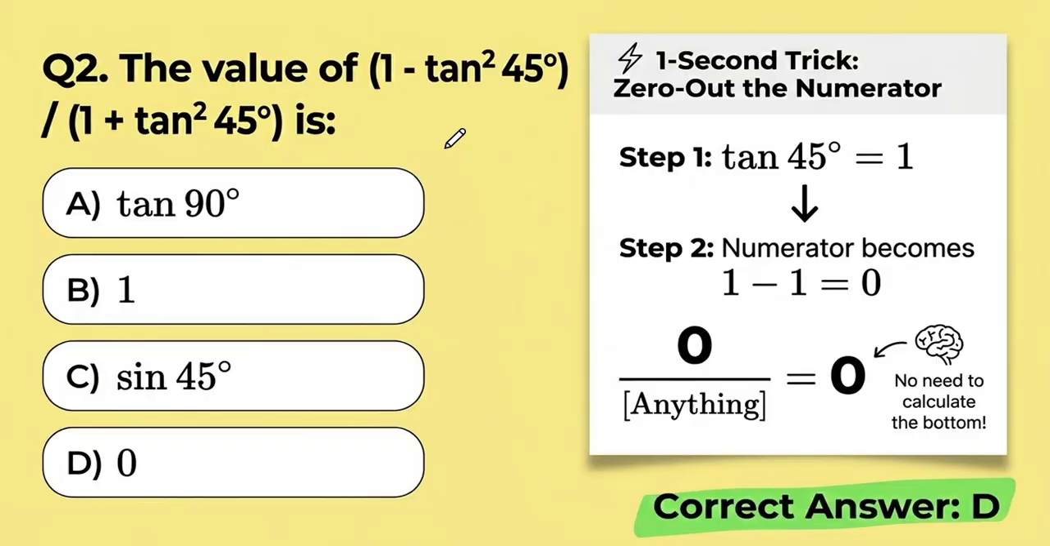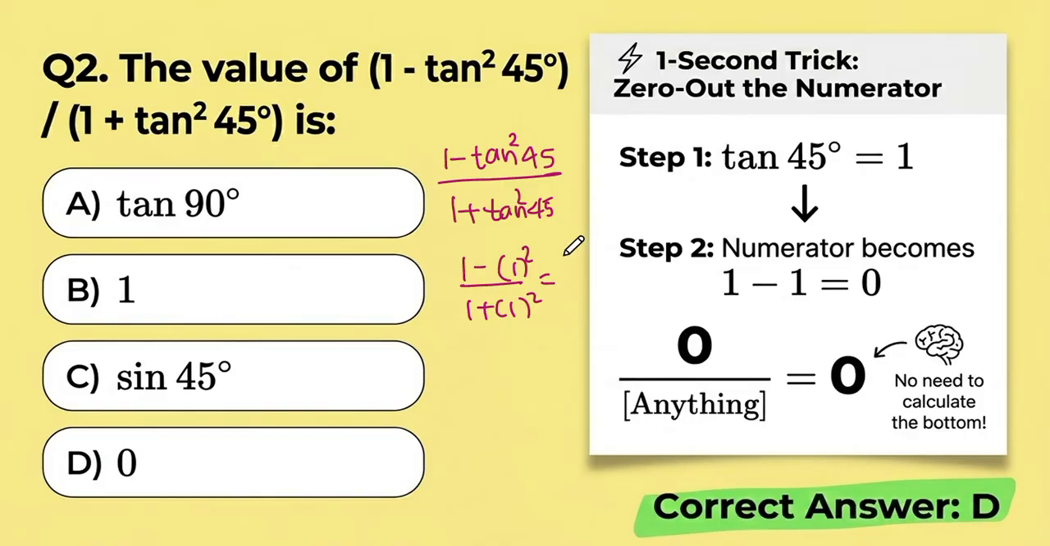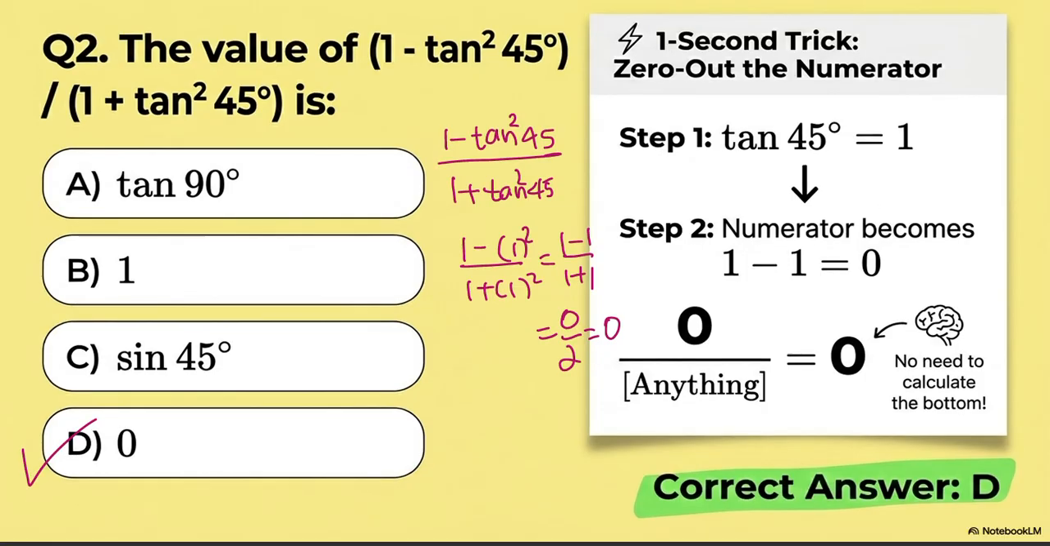The question is: the value of (1 minus tan square 45) divided by (1 plus tan square 45). We know the value of tan 45 is 1. If we substitute, it is (1 minus 1 square) upon (1 plus 1 square). 1 square is nothing but 1, so it is 1 minus 1 upon 1 plus 1, which is 0 upon 2. So the answer is 0. The correct answer is option D, 0. Next question.